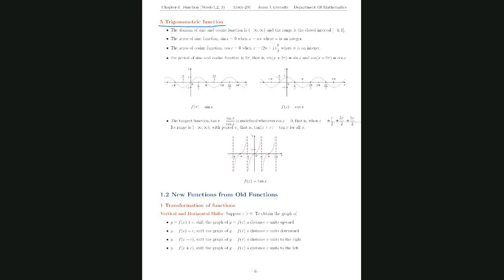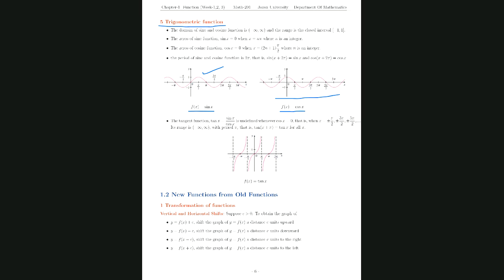Okay, so you can see here f(x) is sin x. Okay, so this is the graph of sin x. You have to remember here. And f(x) is cosine x. Okay, this is the graph of cosine x. So remember this: sin x and cosine x.